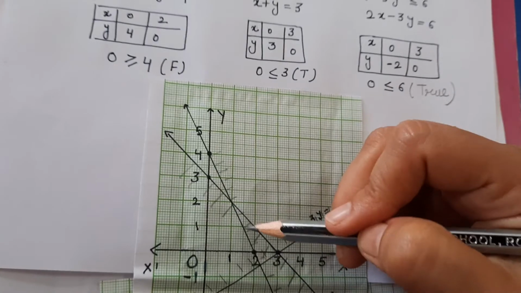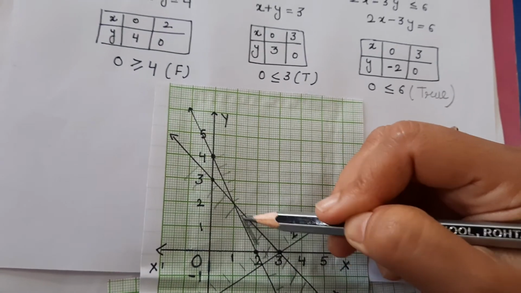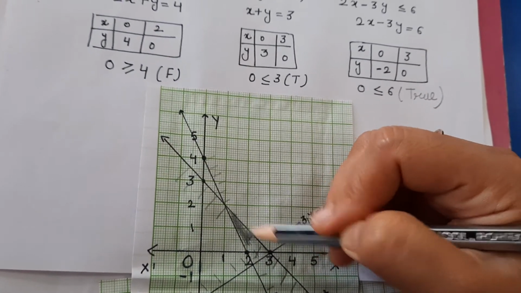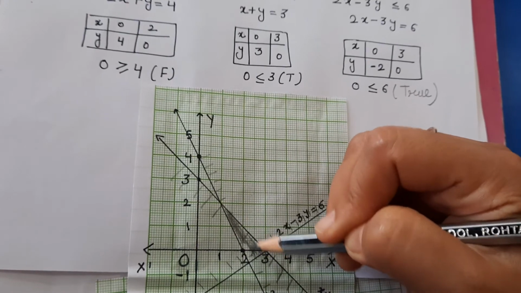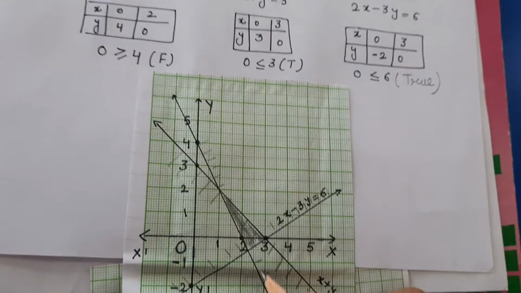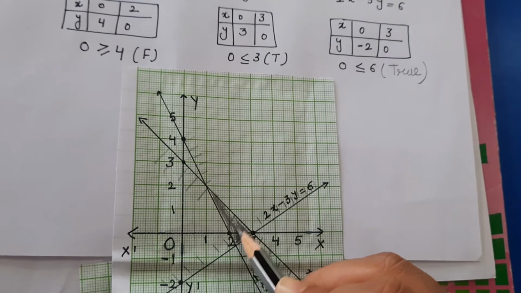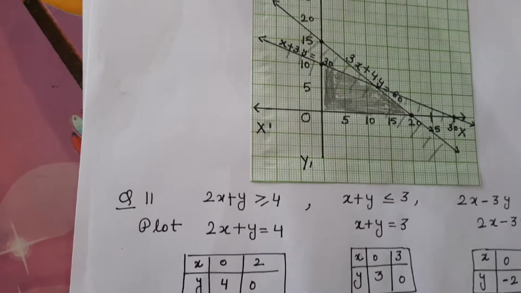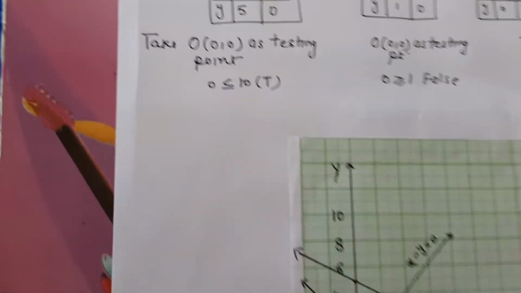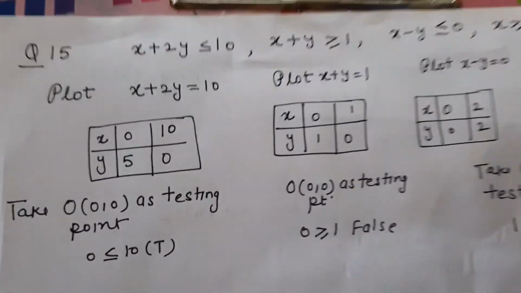Done? That means now this triangle. Here you can find the region in any quadrant because it is not given. This is x and y greater than or equal to 0. So this triangle is going to be your common shaded region. Next question. Question number 15. Solve the following inequalities graphically.